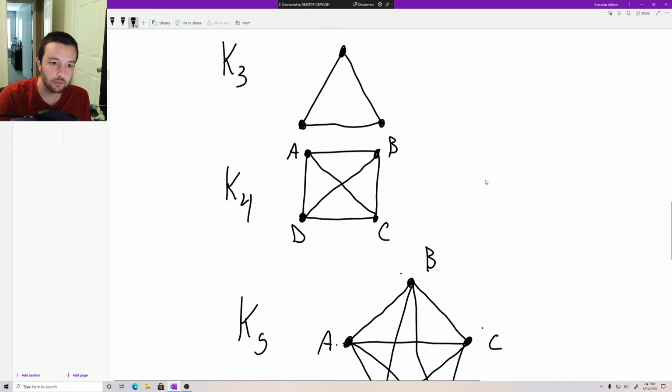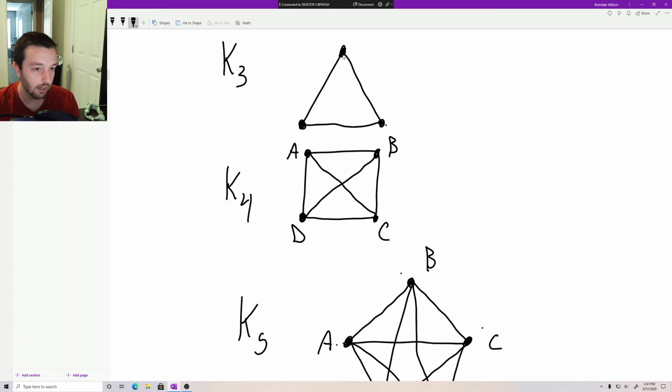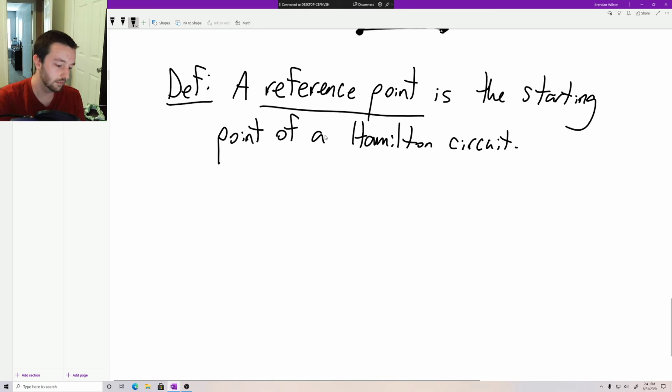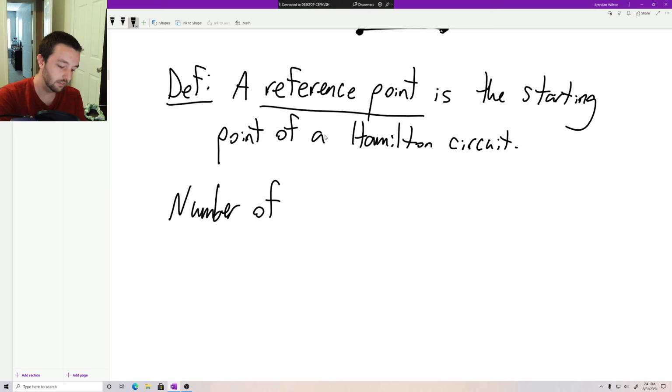So I've said, in K3, for example, if you start here, go here, back to here, that's a Hamilton circuit. But we could also go in the opposite direction. That would also be a Hamilton circuit. So one question is how do we know how many unique circuits we have? Okay. So the number of Hamilton circuits.